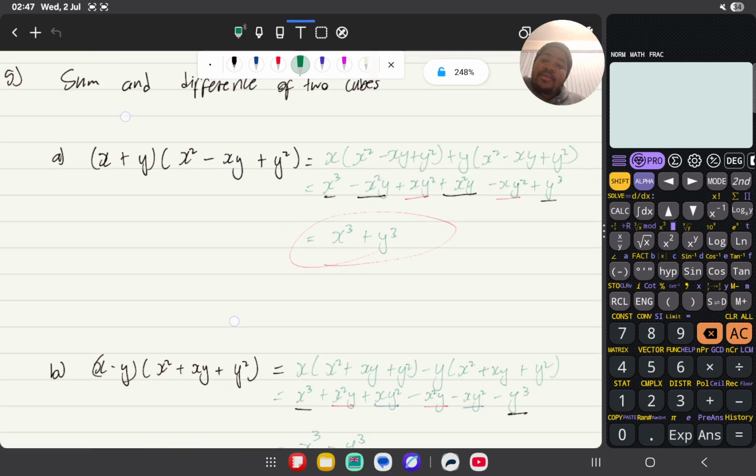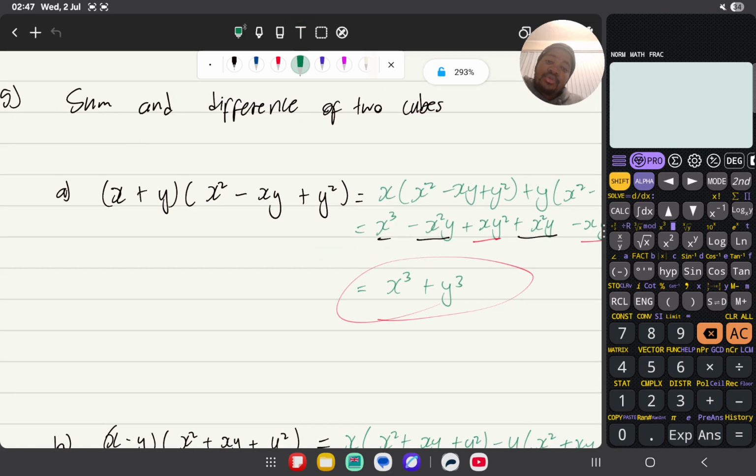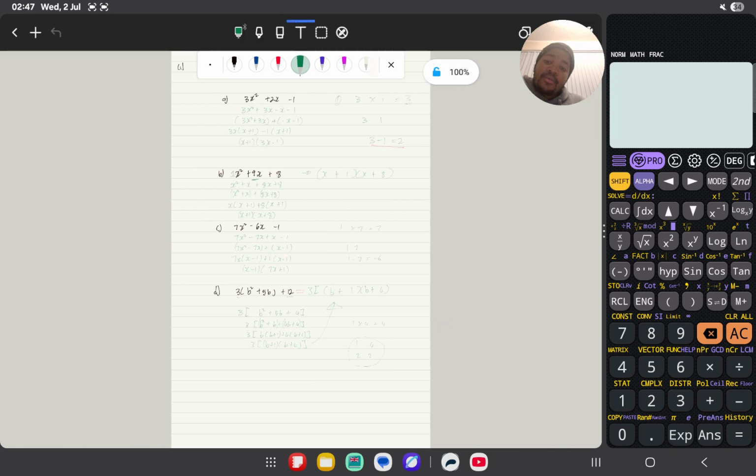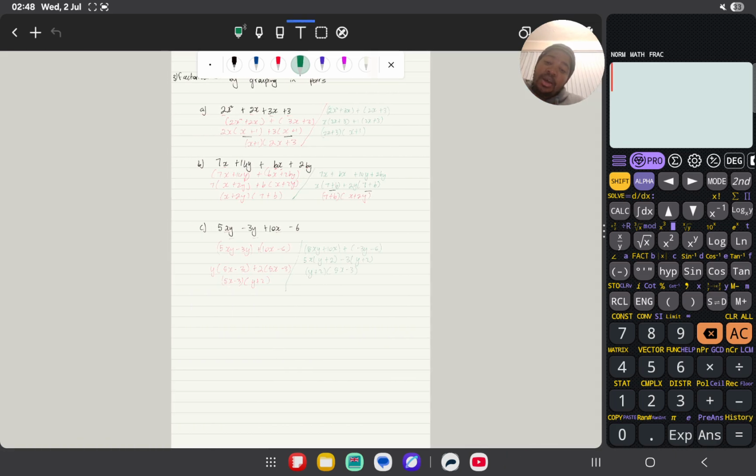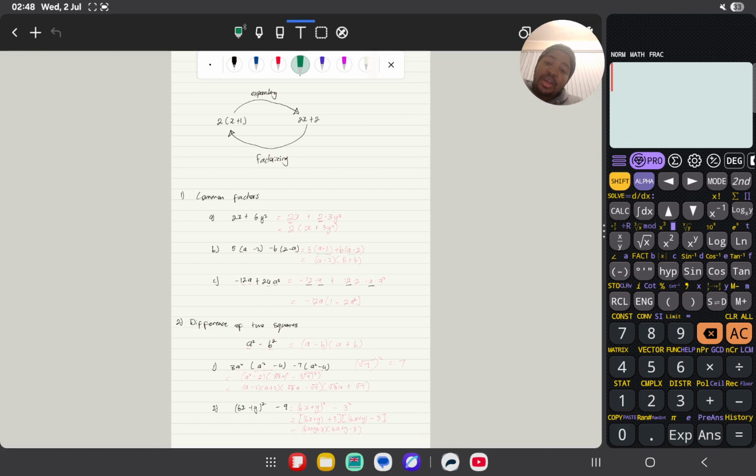So we have the sum and the difference of two cubes. We have the factorization of quadratic trinomials. We have grouping by pairs. We have difference of two squares. The most important one is taking out the common factor.